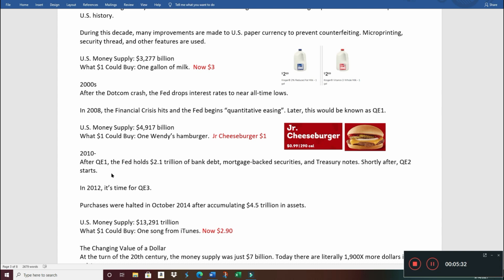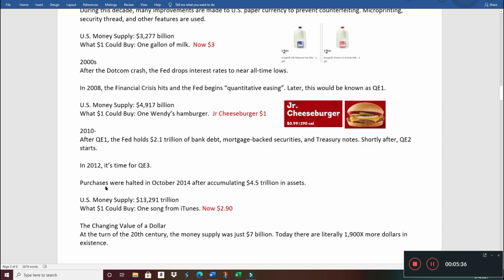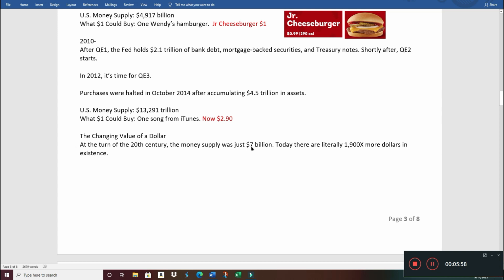2010, or I guess 2010s. Let's see, money supply went to, dang, you can see we tripled again, 13.3 trillion. So you can buy one song from iTunes, and I had to do some research because I don't think most people use iTunes anymore, but it looks like it's about $3 a song right now. At the turn of the 20th century, money supply was 7 billion. Today, there's literally 1,900 times more dollars in existence.